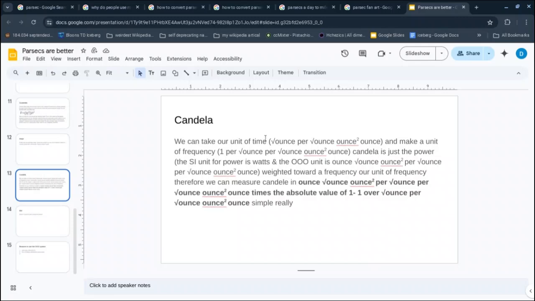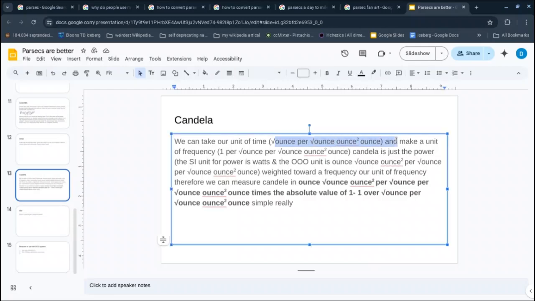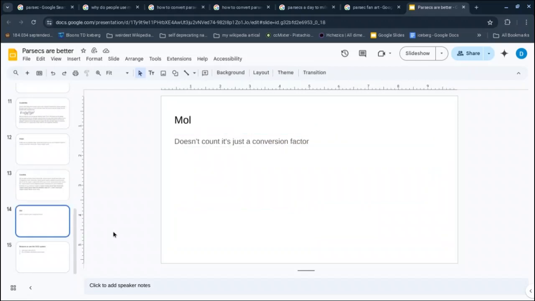We can take our unit of time, the square root ounce per square root ounce squared ounce, and make a unit of frequency, the 1 per square root ounce per square root ounce squared ounce. Candela is just the power, which is the SI unit of watts, and in the other system is the ounce square root ounce squared ounce, weighted towards some frequency. We already have our unit of frequency right here. So therefore we can measure candela in ounce square root ounce squared per square root ounce per square root ounce square root ounce times the absolute value of 1 minus 1 over square root ounce per square root ounce squared ounce. Simple, really. And now mole.